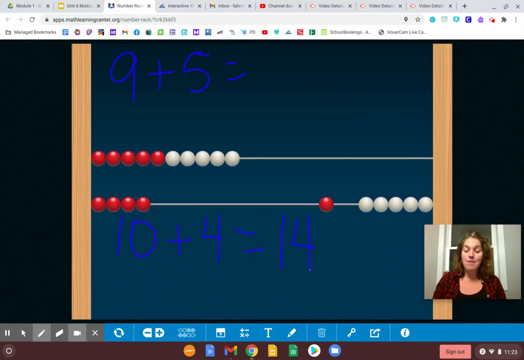9 plus 5, well, I can put 9 in my head, 10, 11, 12, 13, 14. I still get the same answer, but the strategy I use of 10 and some more is a little bit faster than the strategy I might use doing 9 plus 5. So let's do a couple other practice ones with our 9s.